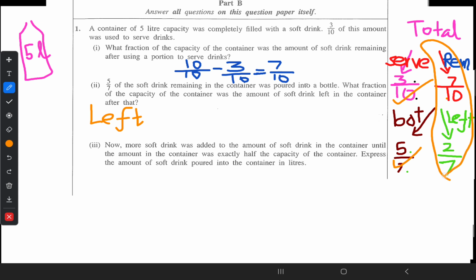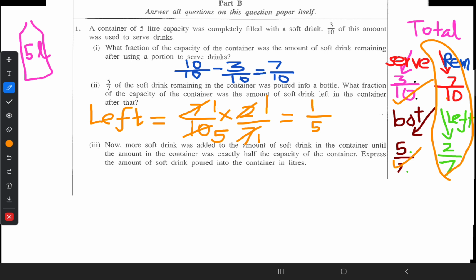So we have to come across this way. Left soft drink is 7 upon 10 of, multiplied with 2 upon 7. 7 and 7 can be simplified one time. 5 and 2, 5 times. So the fraction would be 1 upon 5. For the total, 1 upon 5 portion is left in the container.